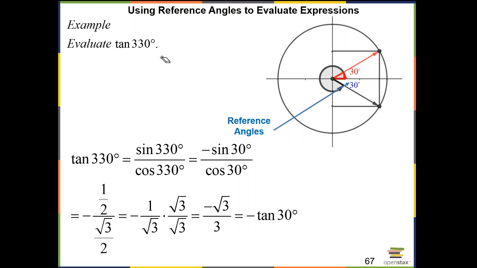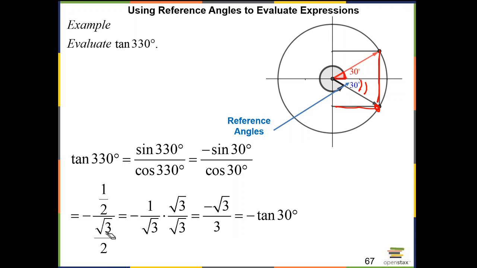Evaluate tangent of 330 degrees. So hopefully this is correct. Yes, this is drawn correctly. So 330 is basically right there. That's 330. Now tangent is what? Sine over cosine. And sine of 330 obviously is what? For 330, the reference angle is 30. So sine of 330 is negative sine 30, and the cosines are actually the same. Now, what is sine 30? Well, it's 1/2, so that would be negative 1/2. What's cosine 30? Square root of 3 over 2.